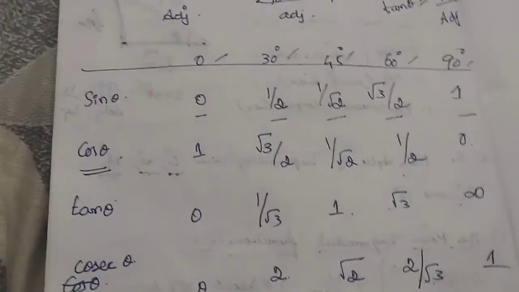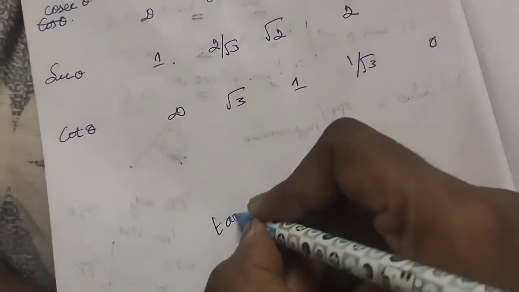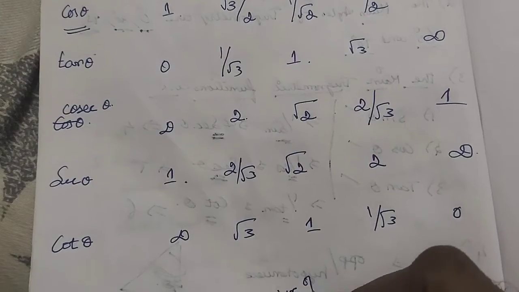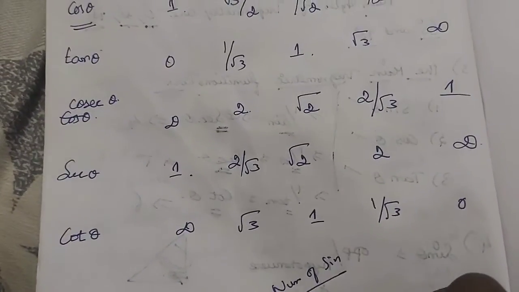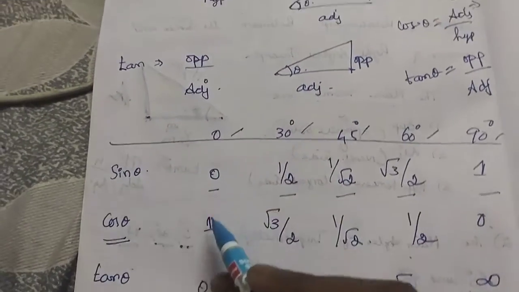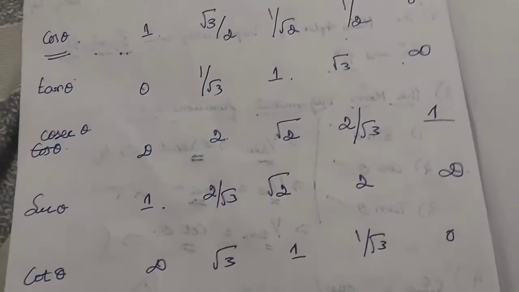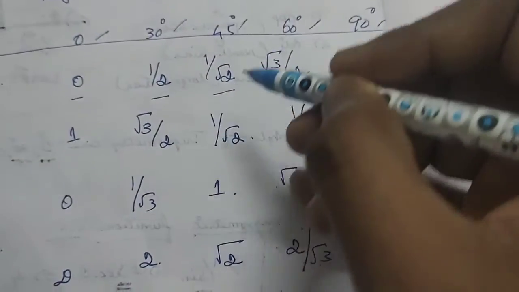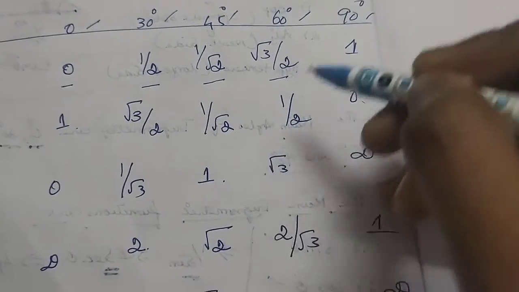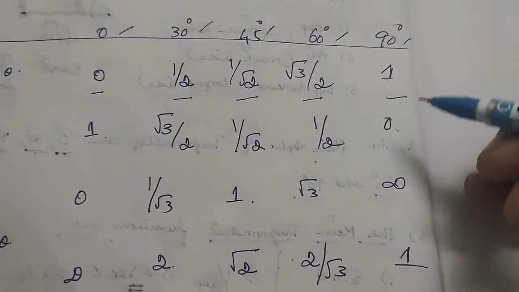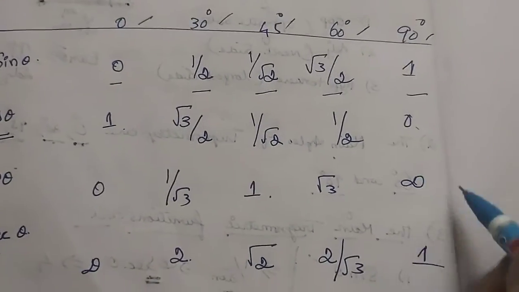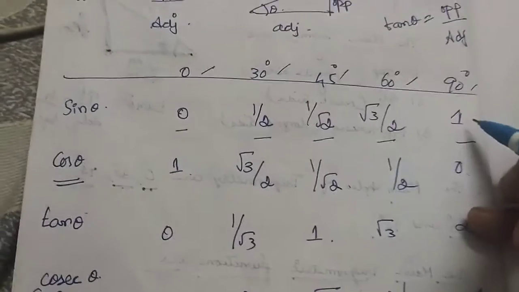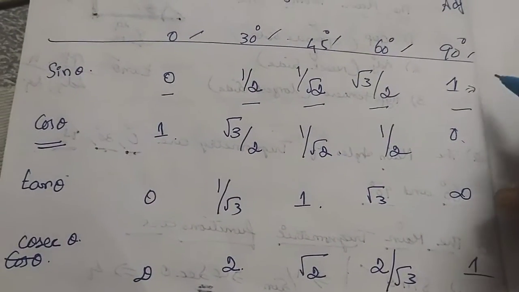Next tan theta. I already told you tan theta is equal to numerator of sin divided by numerator of cos. 0 divided by 1 is equal to 0, that is the tan 0 value. Next 1 divided by root 3, that is 1 by root 3. Next 1 divided by 1, that is 1. Next root 3 by 1, that is root 3. Next 1 divided by 0, that is infinity. That is simple. Just we need to remember only the sin theta values, that is enough.